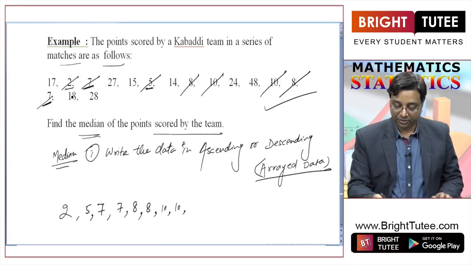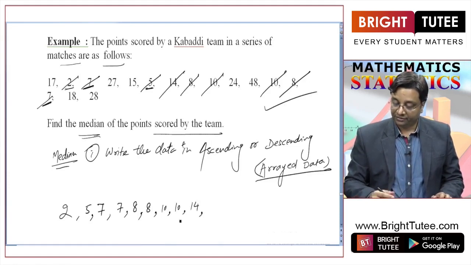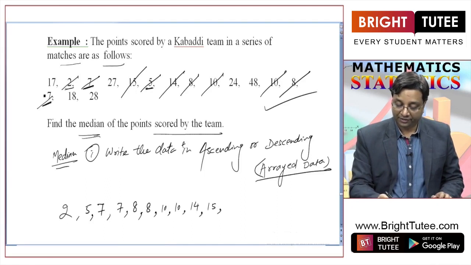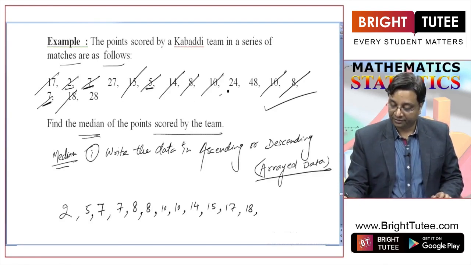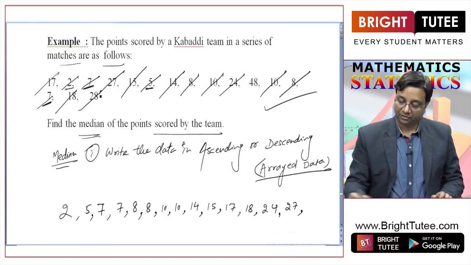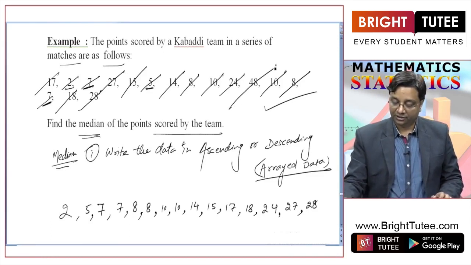12? No. 13? 14? Yes. Do we have a 14? Another 14? No. So 15. After 15, 16 we don't have, so we will write 17 here. After 17 we have got 18. After 18 we do not have 19, 20, 21. So we directly have 24. After 24 we have got 27. After 27 we have got 28. And the last observation that we have is 48.